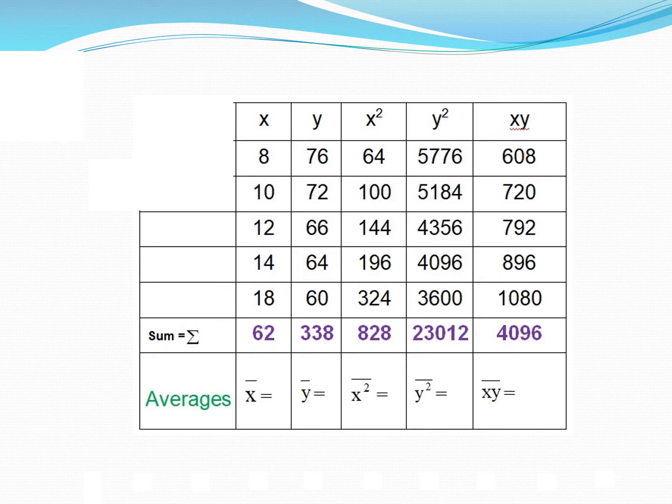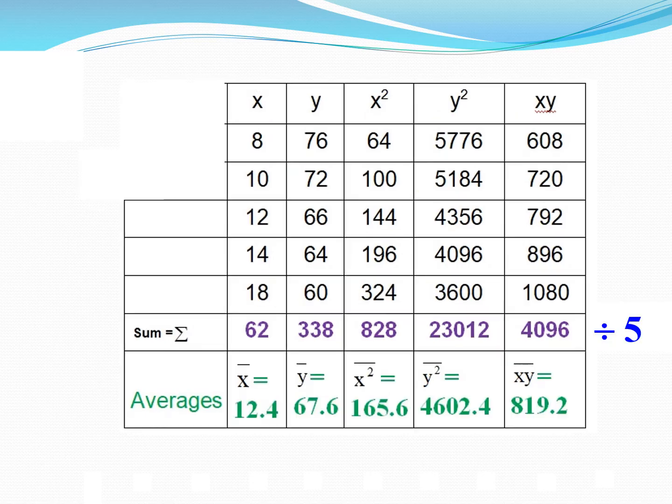And now to get the averages. To get the averages, we divide by 5. It's a bit like having 5 family members. The average of the x numbers is 62 divided by 5, and that gives us 12.4. So we say x bar equals 12.4. Likewise, the average of the y numbers is 338 divided by 5, so y bar is 67.6.